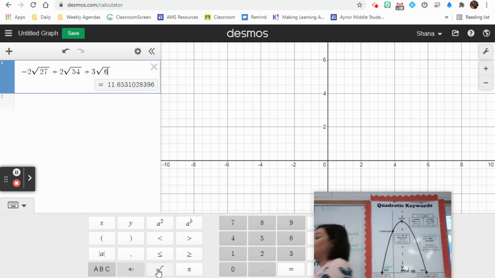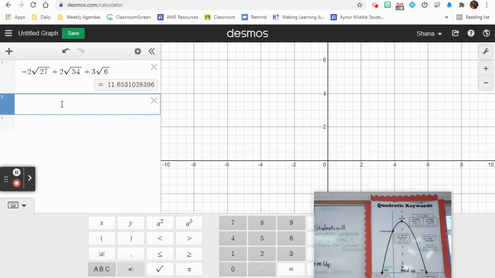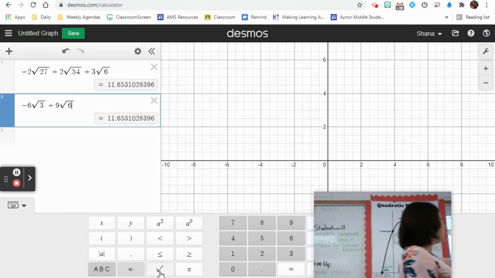So what I would do is I would go on the next line and I would type in A. I'm not going to erase that. I'm just going to go to the next line. -6 square roots of 3 plus 9 square roots of 6. Is that the same number? Yes. So what that tells me is the original and A are equal to each other. The only catch is if A is not all the way broken down, then you're not finished. But if it is all the way broken down, you're finished.